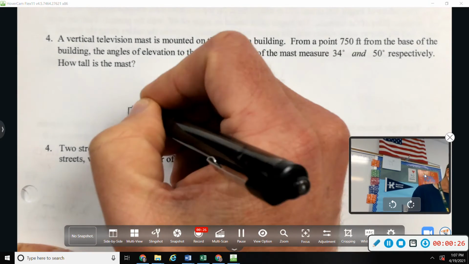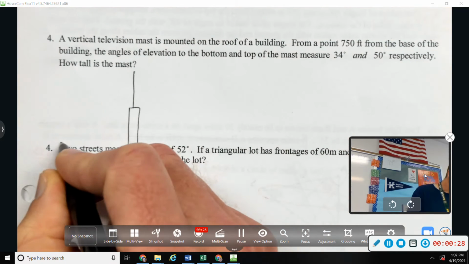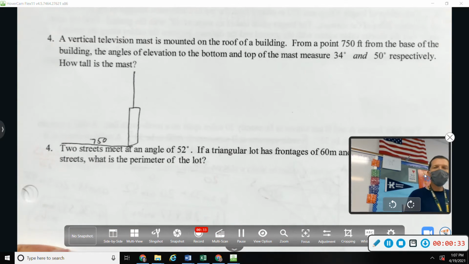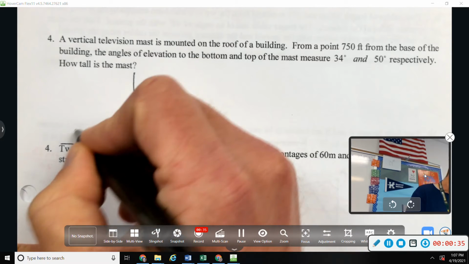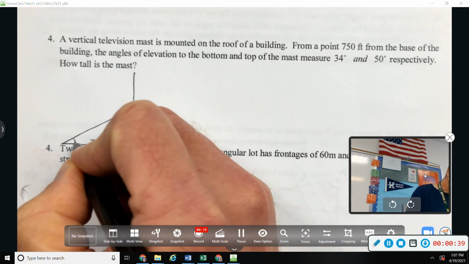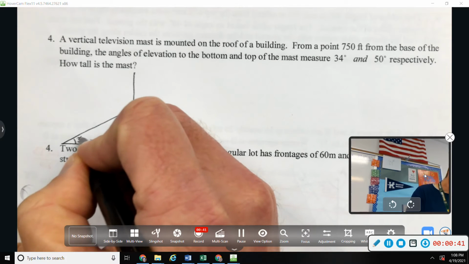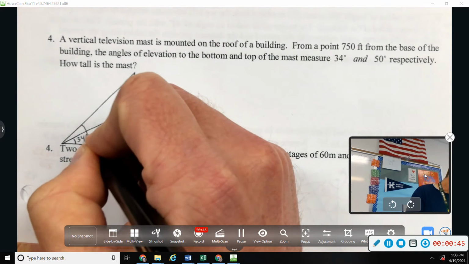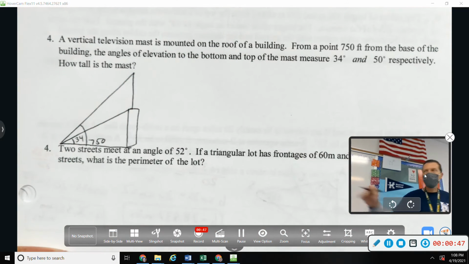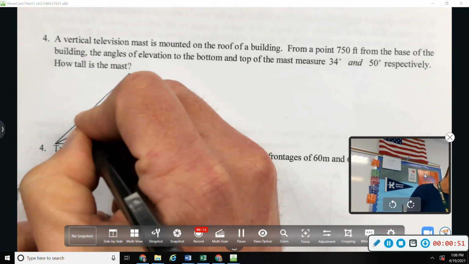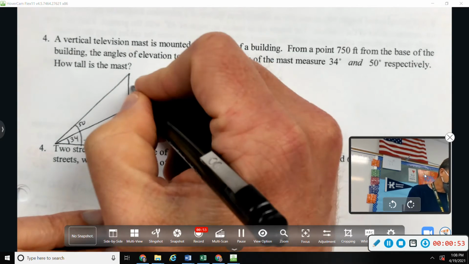So there's our building. There's the antenna. 750 feet away. Angle of elevation to the bottom is 34. Angle of elevation to the top. So from ground all the way up, that angle of elevation is 50. How tall is the mast?